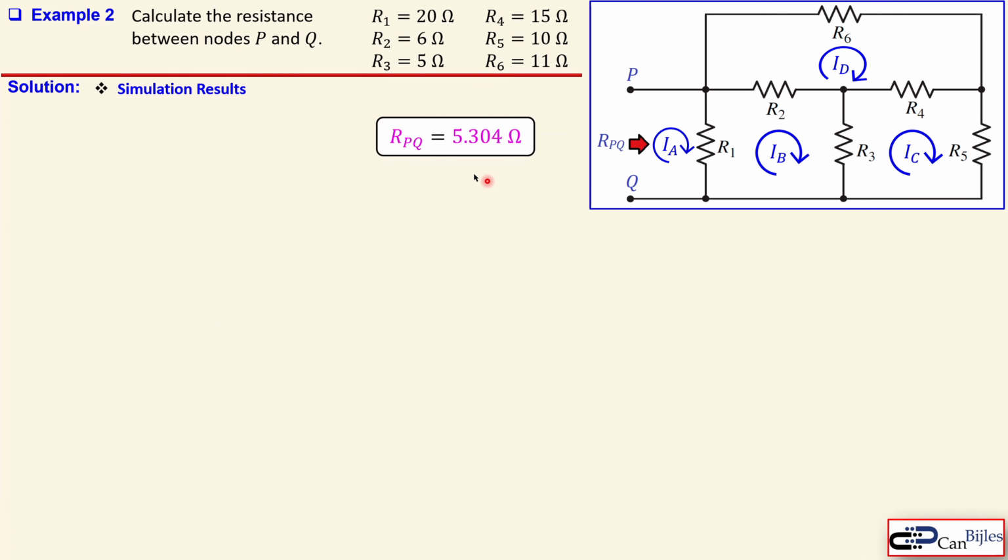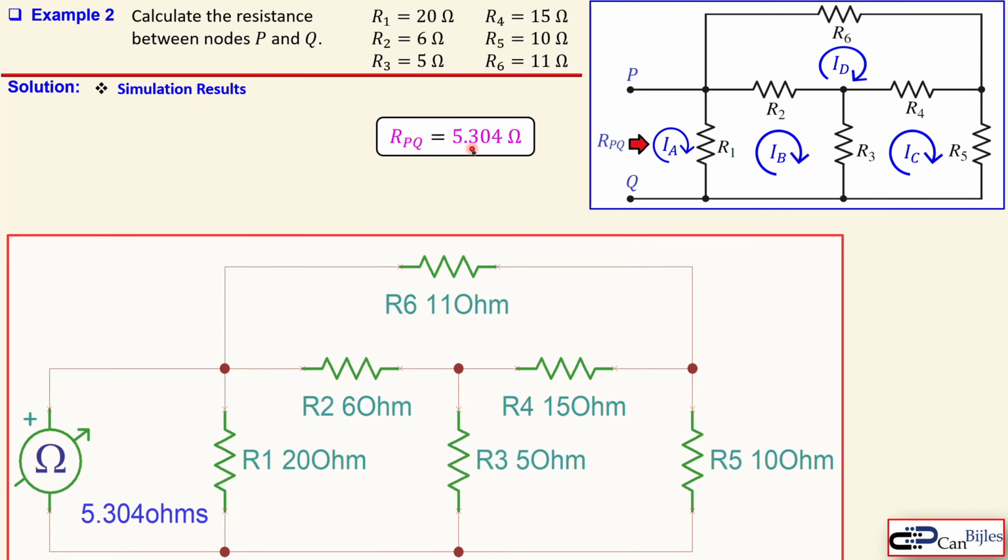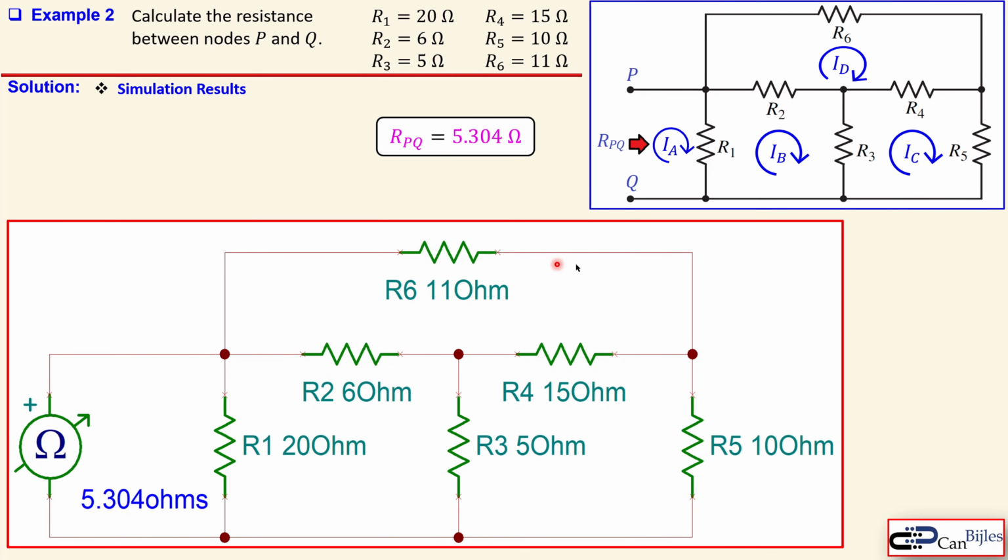Okay, let's now check that this is indeed correct in the simulations. This is what we just calculated, and this is the simulated result. You see the R6 here in the circuit added, which is 11 ohms. And now you'll see that the ohm meter between these two nodes, which are the P and the Q, is indeed measuring 5.304 ohms. So that is also checked.